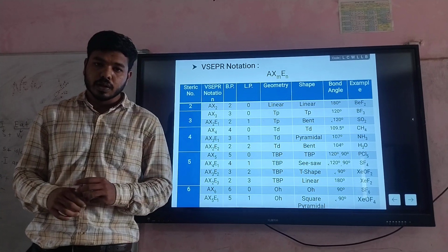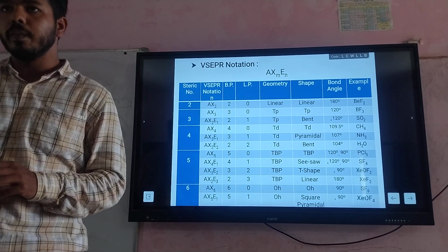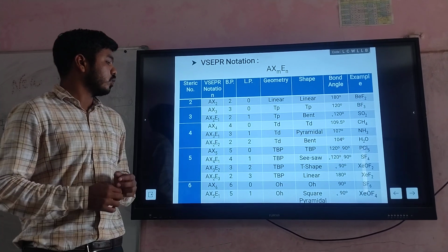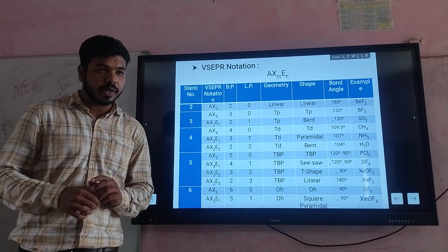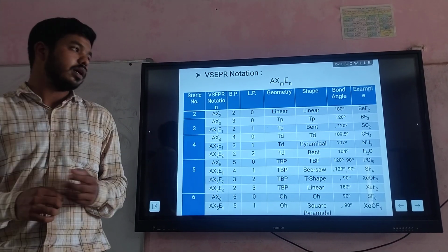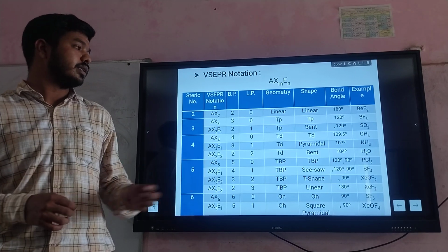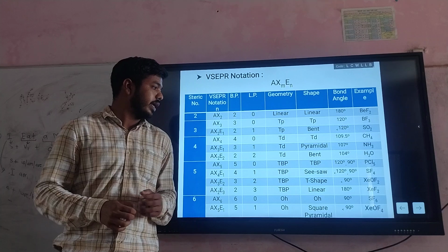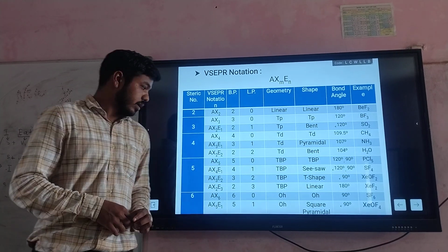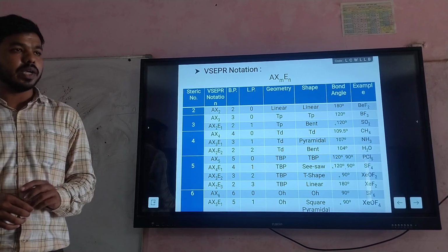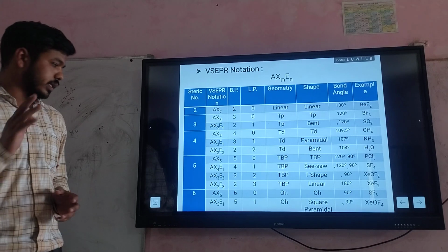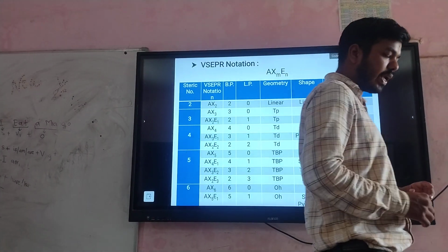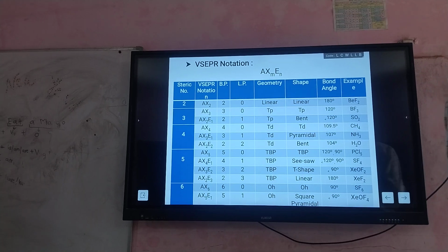In this molecule, the molecule has two bond pairs and three lone pairs of electrons. Then the molecule shows trigonal bipyramidal geometry, but the shape of the molecule is different from the geometry, that is linear shape, and the bond angle is 180 degrees. And the example is XeF2. If the value of Z is 6, we have also 4 cases. In the first case, AX6 means all the electron pairs are bonded pairs and the molecule shows octahedral geometry.